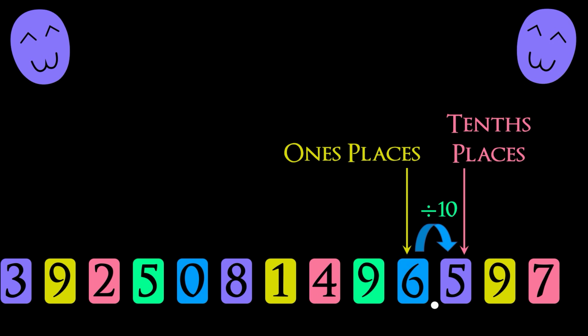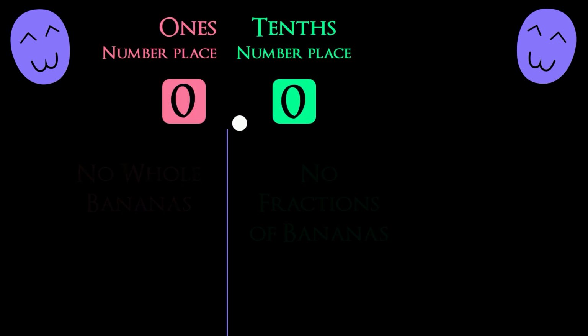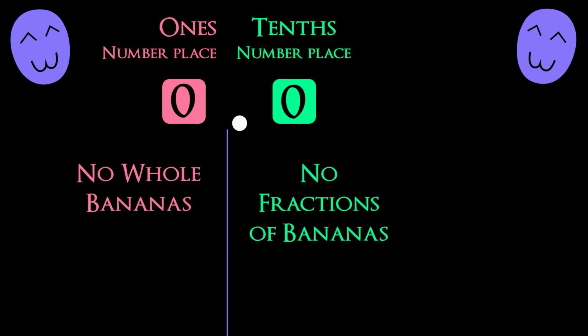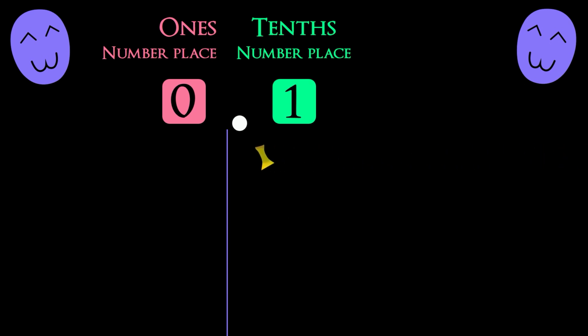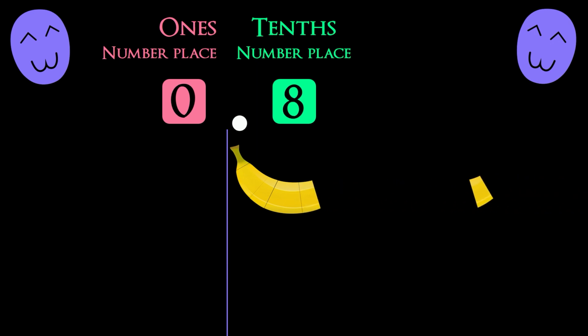Now let us count in tenths of bananas. When we start with no whole bananas and no fractions of bananas, you write the digit 0 in both the ones place and the tenths place. This value is then pronounced 0.0, but as we start adding tenths one at a time, we begin to count. 0.1, 0.2, 0.3, 0.4, 0.5, 0.6, 0.7, 0.8, and 0.9.